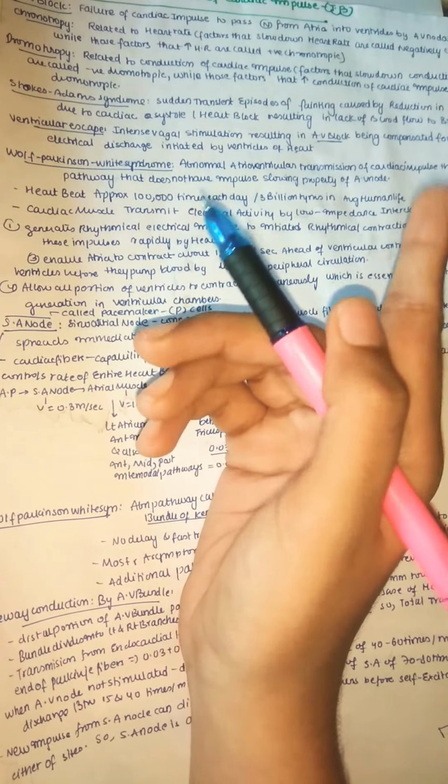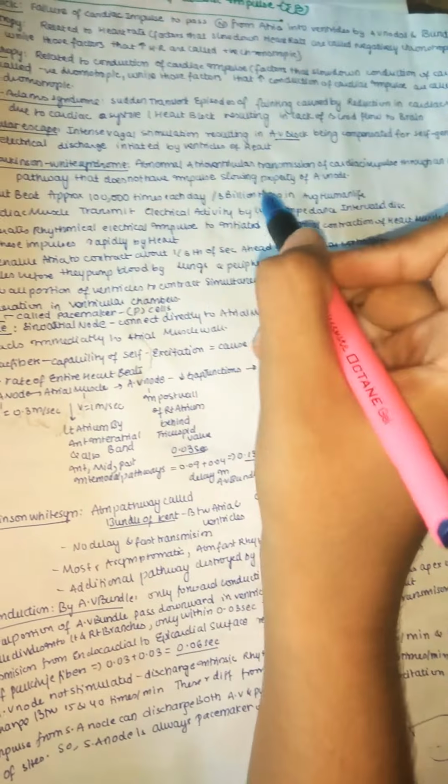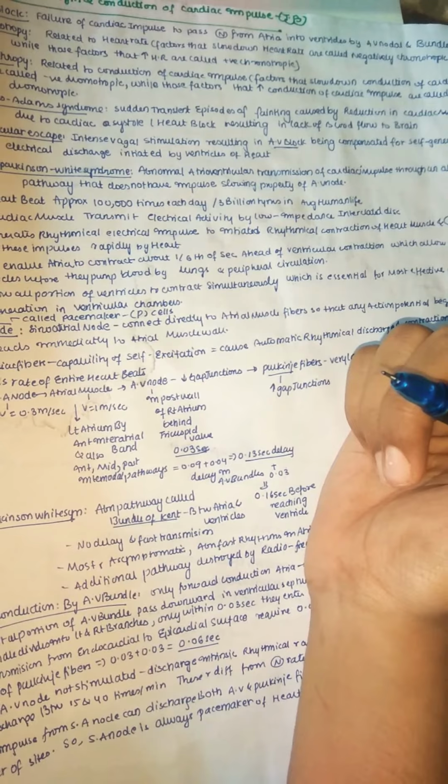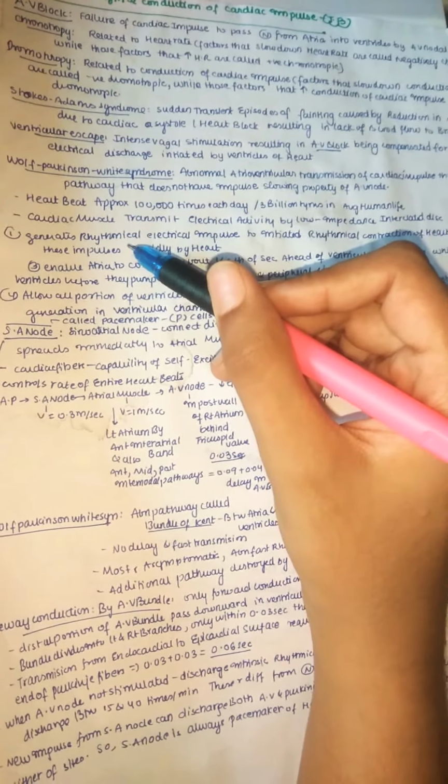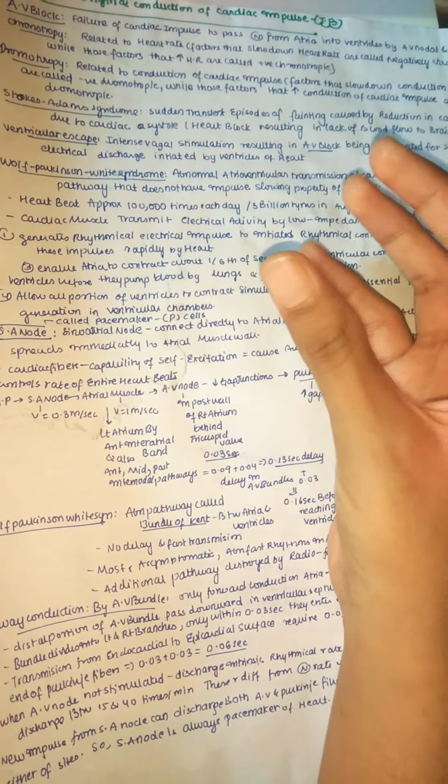1 lakh times per day. You can estimate about 3 billion times in an average human life. For one human, the heart beats 3 billion times. So the cardiac muscle mainly transmits. So how does this beating process take place?